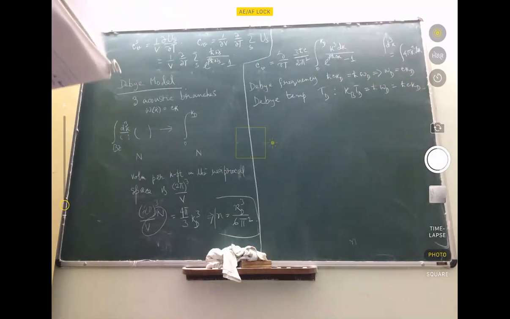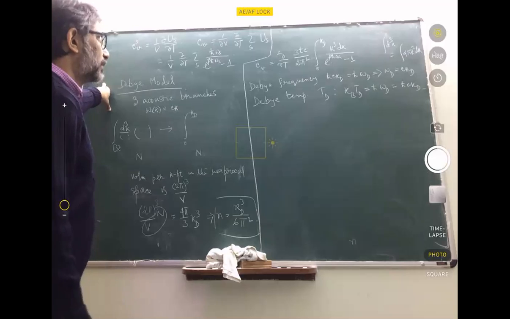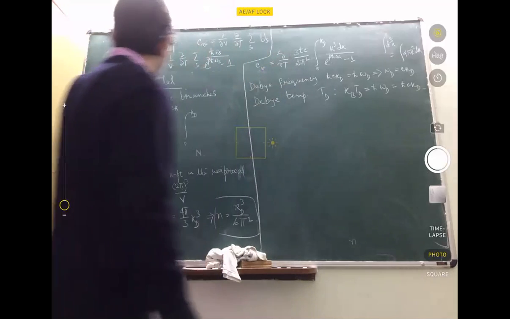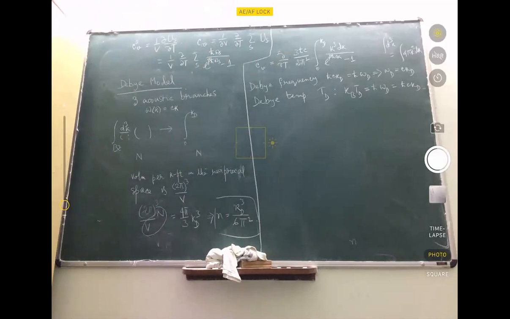Now, before I go into calculation of CV, let me just make one important point. So here we are talking about only acoustic branches. So these three that you have here, this factor of 3, is because of 3 acoustic branches. What if you have a solid with a basis? Because the other modes are optical modes.